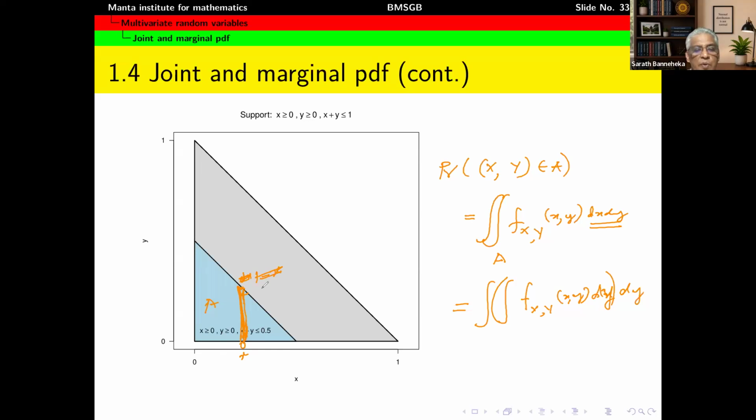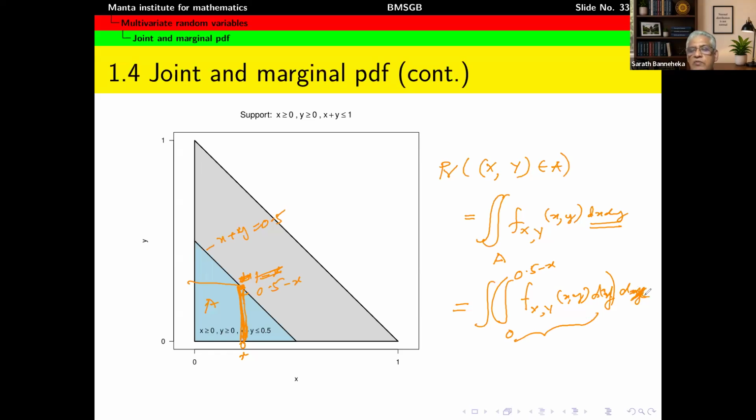Sorry, not 1 minus x, 0.5 minus x, because this line is x plus y equal to 0.5. So therefore, this point here, the y value will be 0.5 minus x. So you have to integrate this thing with respect to y from 0 to 0.5 minus x. So then everything will be in terms of x now. So this is y, and then we have to integrate with respect to x. Now everything will be in x.